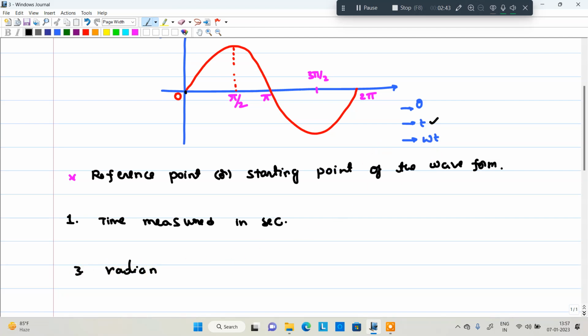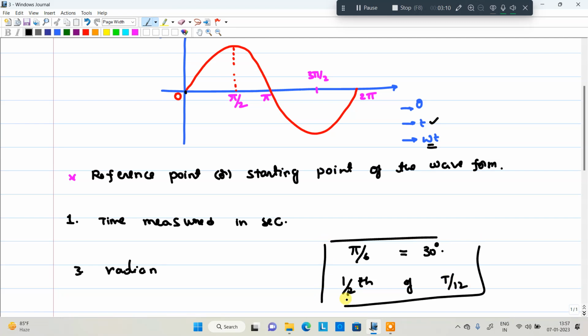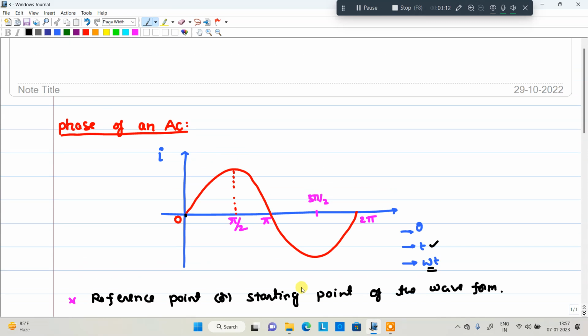Okay, here radians, omega t. You can also express it in angle. So for example, pi by 6 is a phase angle they given. In terms of degrees, it is 30 degrees. Okay, the phase angle. So for example, 1 by 12th of the cycle, a fraction of T by 12. So this is the terminology related to the phase angle. So don't be confused about the phase angle.